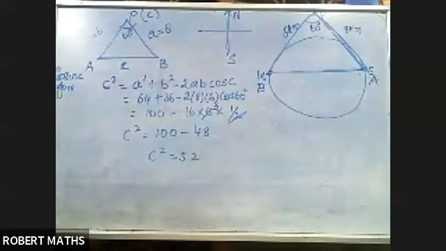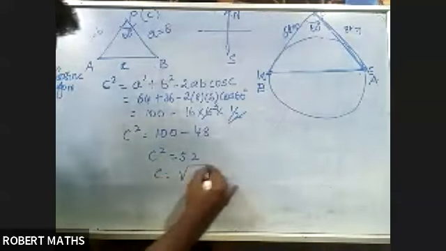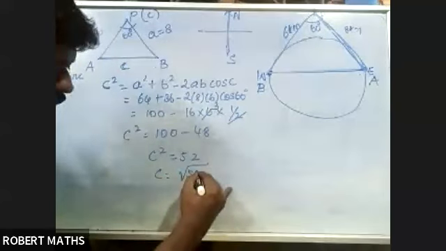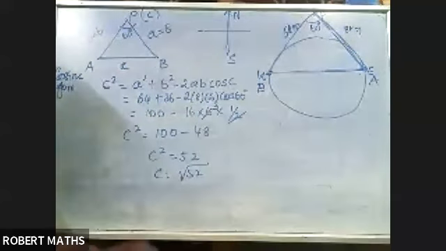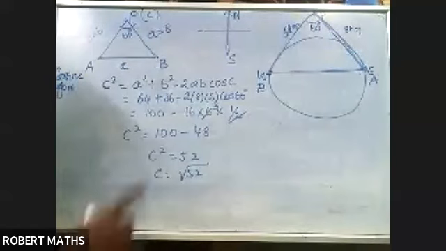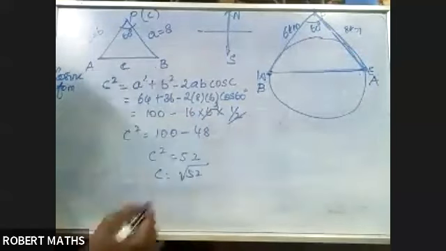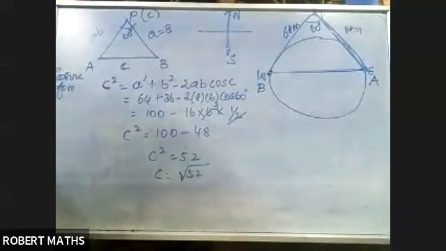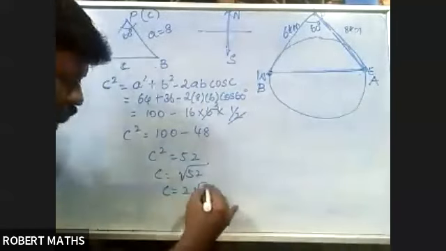I need to find c. c is nothing but the width of the pond. So c is equal to square root of 52. Here we should not take plus or minus. c is a width, a length never be negative. How can we write 52? As 4 into 13. Square root of 4 is 2, so 2 root 13.